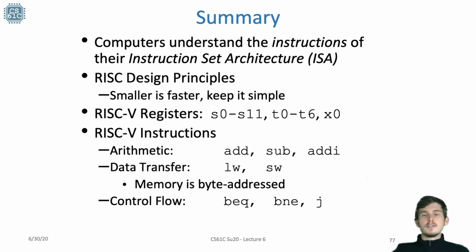The final thing we really covered are control flow instructions, which are branches such that I want to go to a different part of my code if this is true, otherwise I'm going to just go and continue on to the next instruction if it's false.